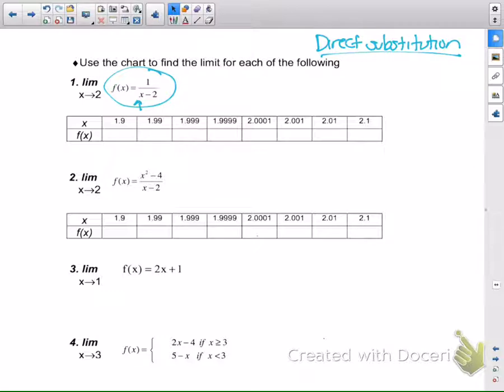That's the easiest thing ever. You just plug it in, see if you can get a number back out. That's something like number 3 down here. Okay, number 3 is a good direct substitution if I want to find the limit as x approaches 1.